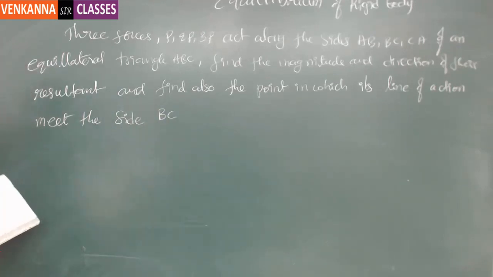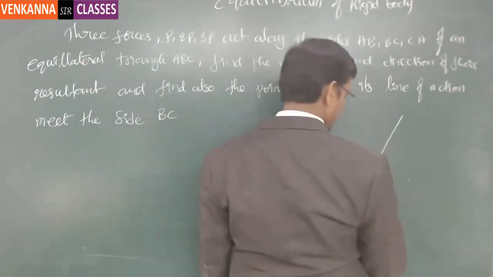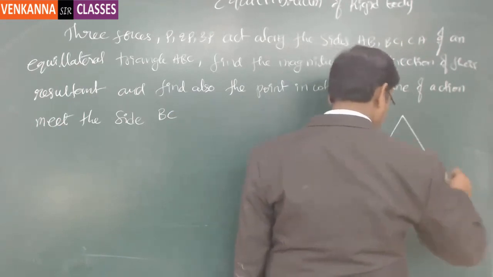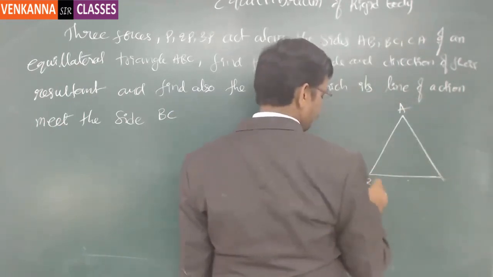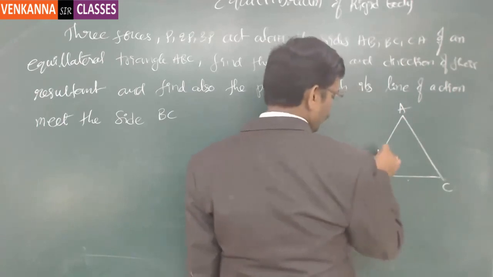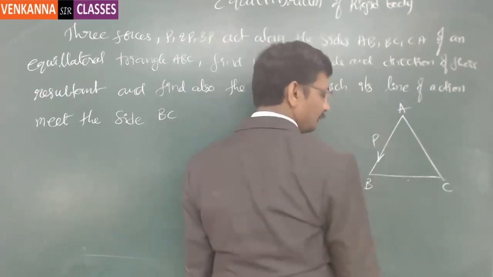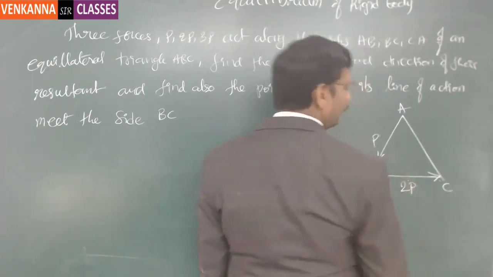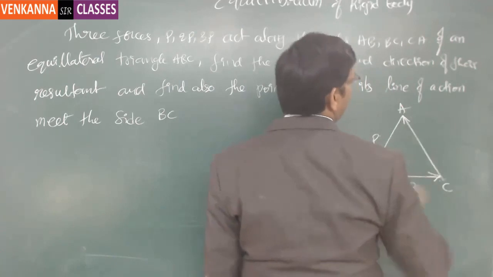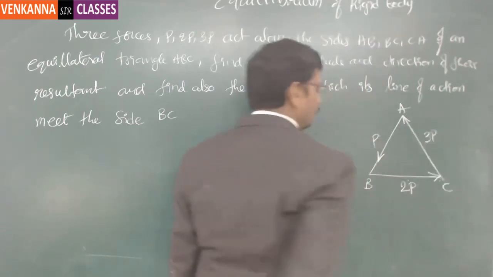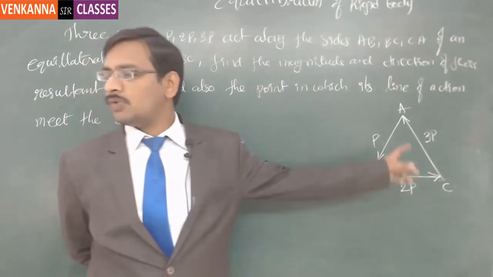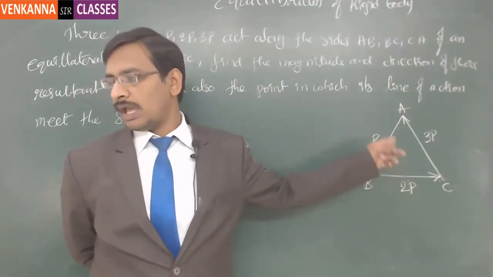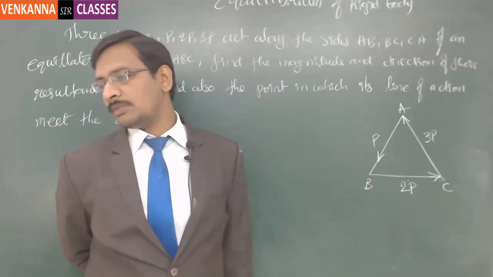Now here three different forces are acting along AB, BC, CA. So this is A and this is B and this is C. AB is acting in this direction with a magnitude of P, and BC is acting along this direction with a magnitude of 2P, and CA is acting like this with a magnitude of 3P. Now, can we say that these three forces will form a closed triangle, right? So can we say that the system of forces is under equilibrium condition or not?